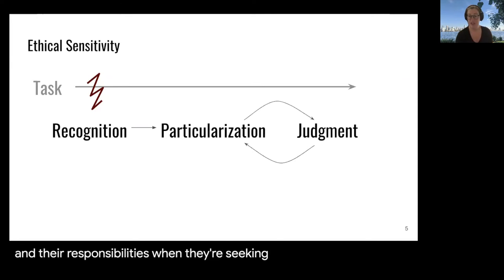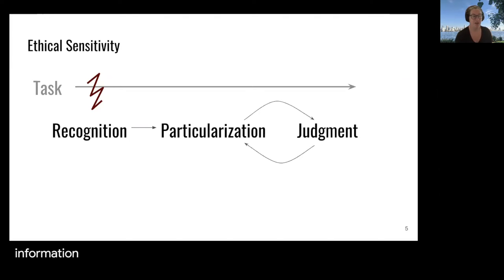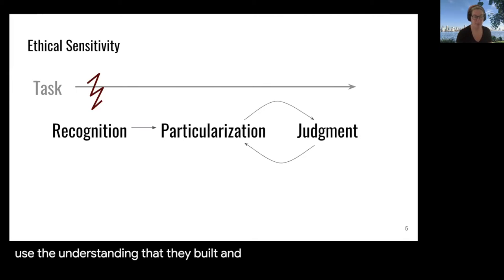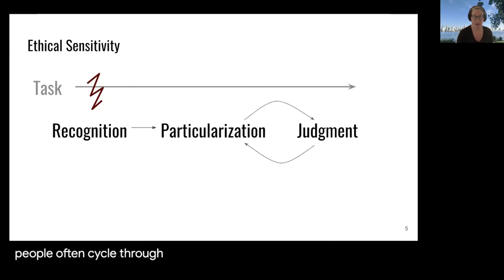When they're seeking information, they might go to Google, to their manager, to peers, to a code of ethics, to get information. This phase is called particularization. They use the understanding that they build in this particularization stage to make judgments. The literature recognizes that this isn't totally linear. People often cycle through judgment back to particularization as things unfold or as they learn more.